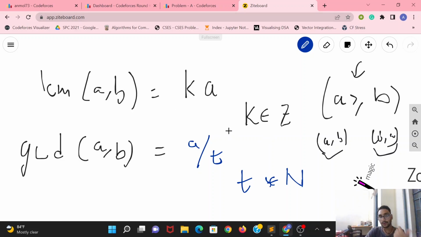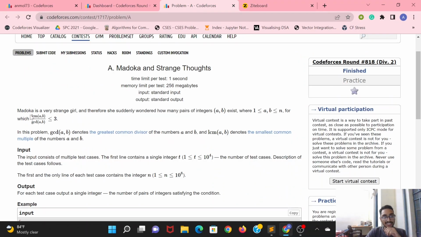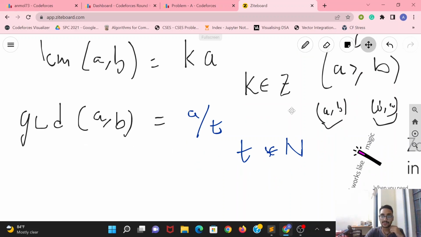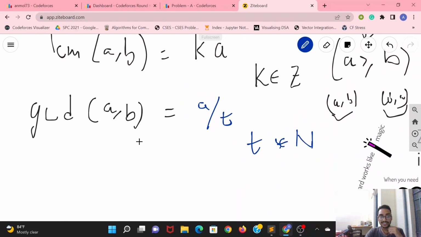The motivation of writing it in this form is that here you see that the ratio of LCM and GCD is asked. So my aim was that you write them in such a way that this a gets cancelled and you have small numbers now. Let us just move one step ahead. When you divide these both, you get k into t, and they have given this ratio is less than or equal to 3.